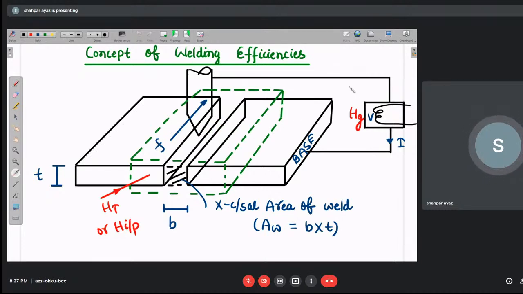So suppose 1000 joule produced, 700 joule transferred, and 300 joule requirement. Means the amount of heat Hg minus Hm, because the need was 300. What we have produced is 1000. So 1000 minus 300 means 700. That is the total amount of heat which is actually transferred to this base metal, this metal part. And Hm is the heat required.